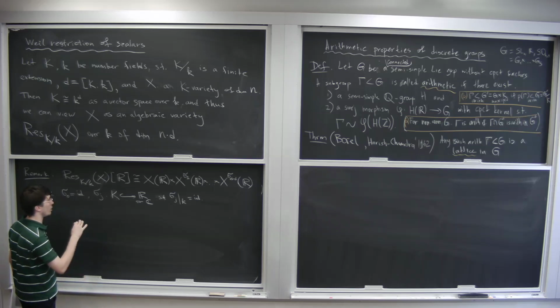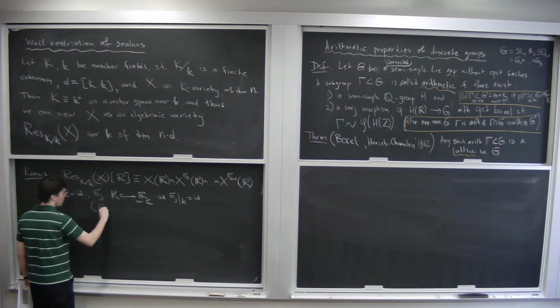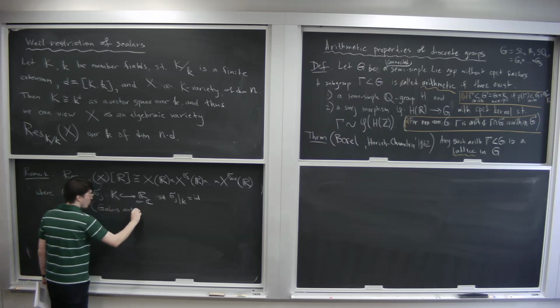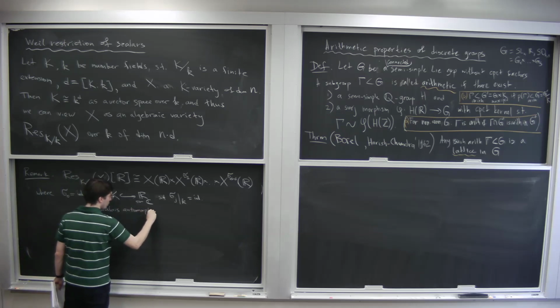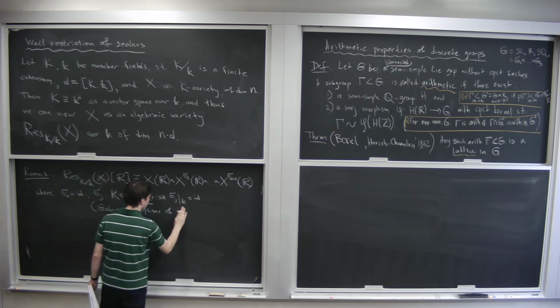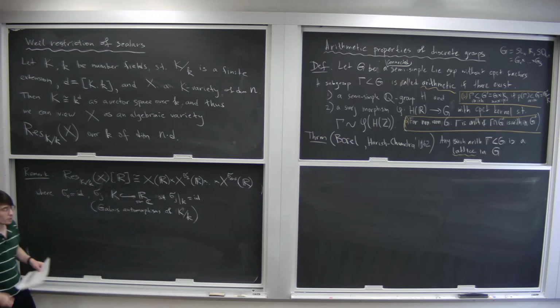So Galois morphisms, basically of the quotient of the extension K over small k. I think that this is everything that I wanted to use from the restriction of scalars.